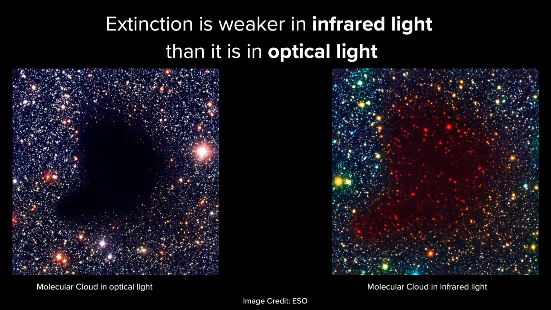This is useful because extinction from molecular clouds is far less strong in infrared light than it is in optical light. For example, here are two images of the same molecular cloud, Barnard 68. The image to the left is in optical light, while the image on the right is in infrared light. You'll notice that in optical light, the extinction is so high that it completely blocks out the light from background stars. However, if we look at the nebula in infrared light, there is far less extinction, and so we can see many of the background stars.